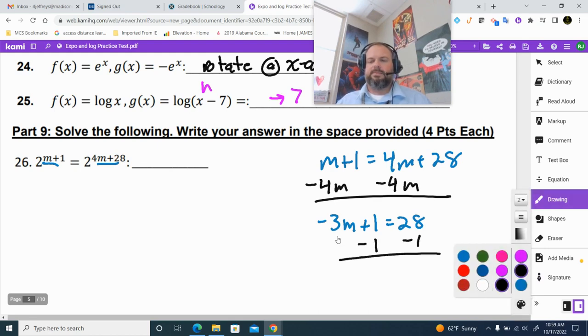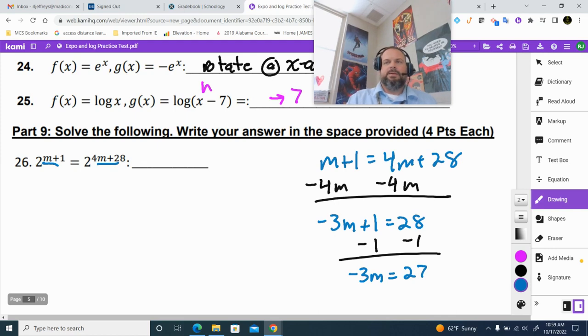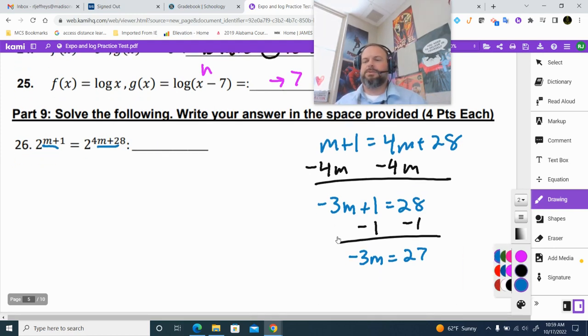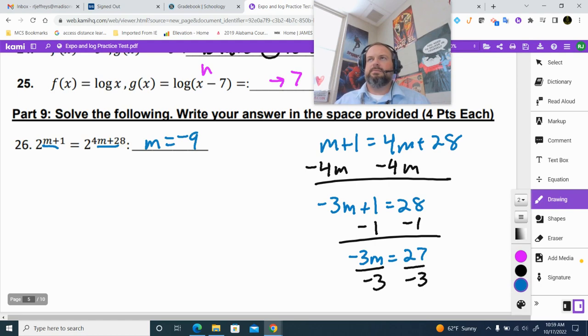That's one. And I can't remember if I made these equations easier or harder. You say, oh my gosh, they're not that bad. All right, so m equals -9.